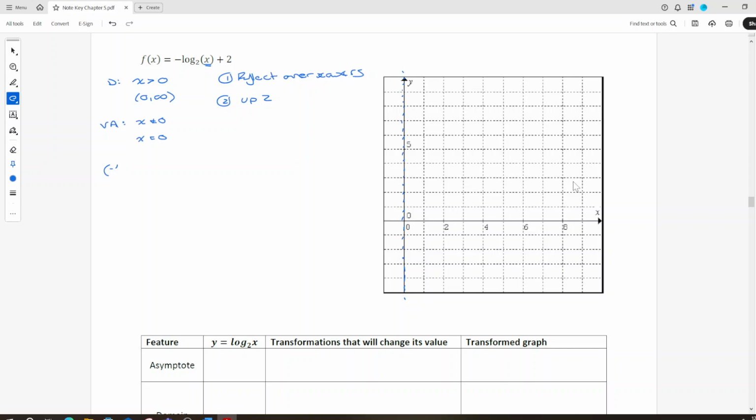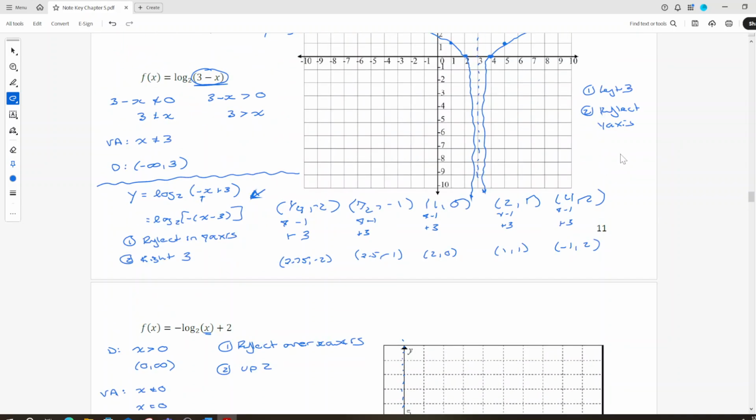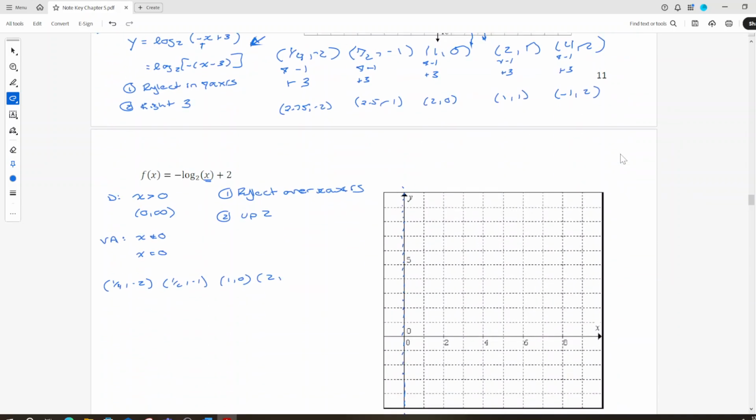We had a point at a quarter and negative 2. We had a point at a half and negative 1. We had a point at 1 and 0. We had a point at 2 and 1, and a point at 4 and 2. We are going to reflect the y values over the x-axis, times all the y values by negative 1, and then move them all up 2.